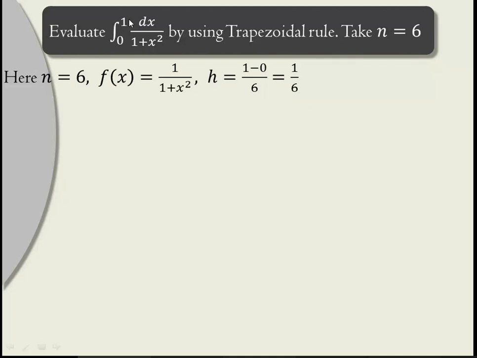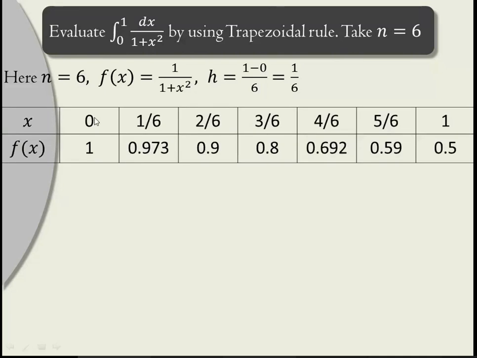So how to get x? First term is 0. Next term will be 0 plus 1 by 6. Then the next term will be 0 plus 2 into 1 by 6. Next term will be 0 plus 3 into h. Next term will be 0 plus 4 into h, 5 into h, 6 into h. We have to start with a and we have to reach up to b. Here a is 0 and b is 1. a is the lower limit and b is the upper limit.